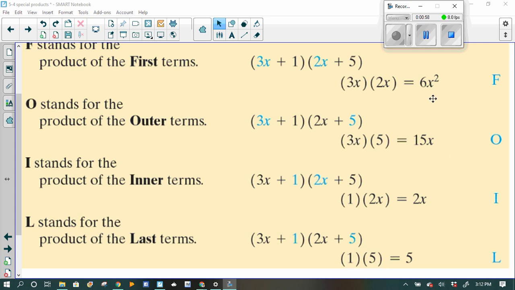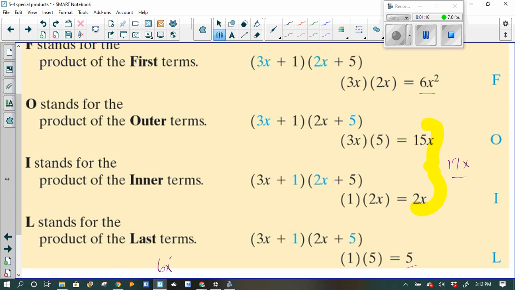And then, of course, you would take and add these two pieces right here. You would add those two together. So 15 and 2 is 17. And then you add them together. So you would wind up with 6x squared plus 17x plus 5 as your answer. Okay, so that's just kind of spelled out for you.